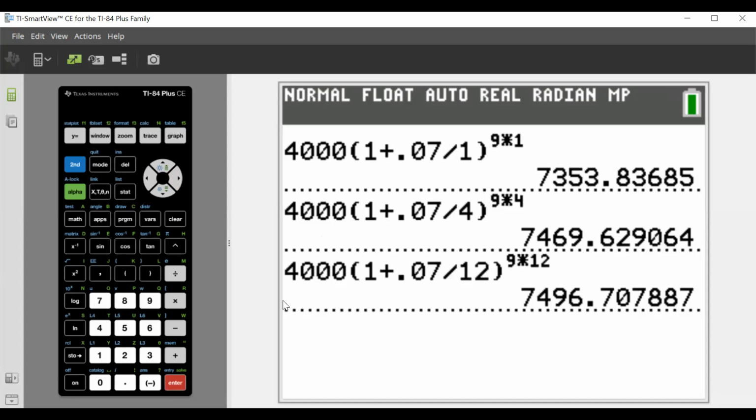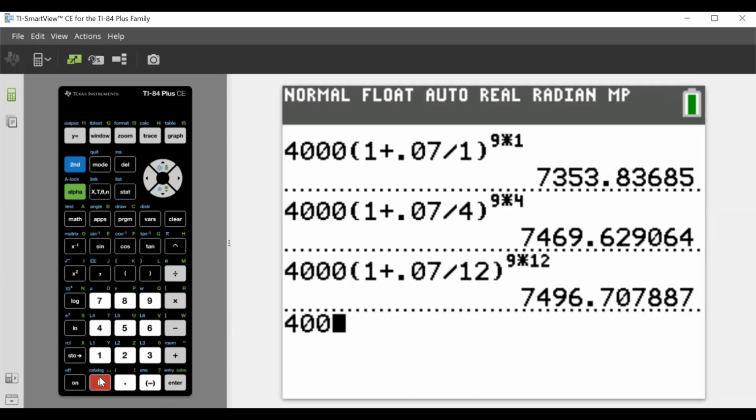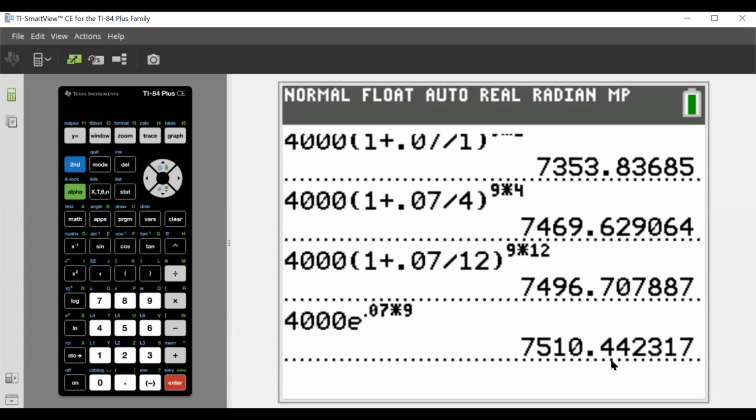And now the most we can ever get would be the continuously compounding, with everything else kept the same. And so it's going to be 4,000 e to the 0.07 times 9. And so this would be the most, 7,510.44.